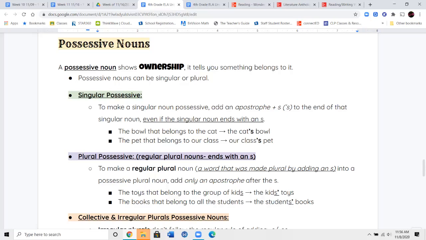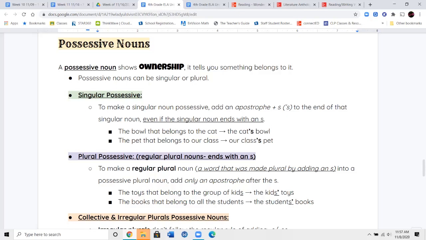So if I say the pet that belongs to our class, I'm going to say our class's pet. So class apostrophe S. Yes, I know that the word class already has an S at the end of it. And usually when we're talking about making something plural, if it ends with an S, we add an ES at the end of it. But we're not making this plural. Possessives and plurals are two different things. Plural means more than one. Possessive means that noun owns something or something belongs to it. So for singular possessive nouns, we add an apostrophe S onto the end of it.